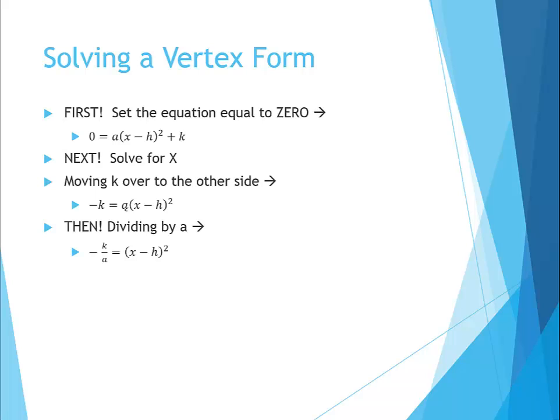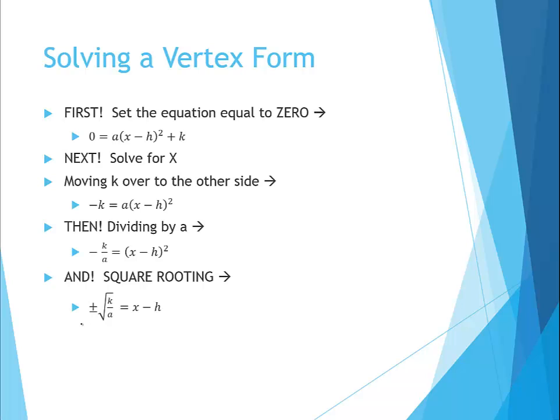And then finally, we need to do exponents. We have a square right here, and to get rid of a square, we need a square root. So square root both sides, and you'll get plus and minus the square root of negative k divided by a equals x minus h. The reason why we have plus and minus is because when you take the square root of a number, you get a positive and a negative.